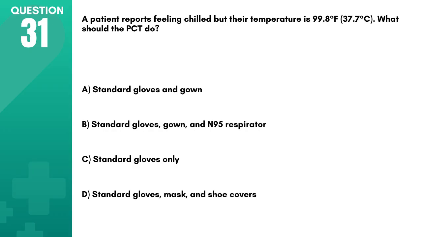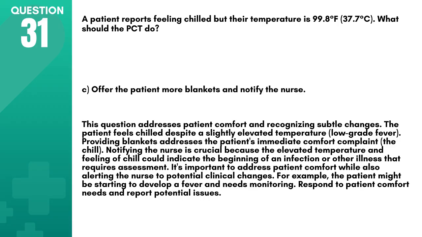Question 31. A patient reports feeling chilled but their temperature is 99.8 degrees F, 37.7 degrees C. What should the PCT do? A. Assume the patient is imagining the chill. B. Remove extra blankets immediately. C. Offer the patient more blankets and notify the nurse. D. Recheck the temperature in 1 hour. Answer: C. Offer the patient more blankets and notify the nurse.